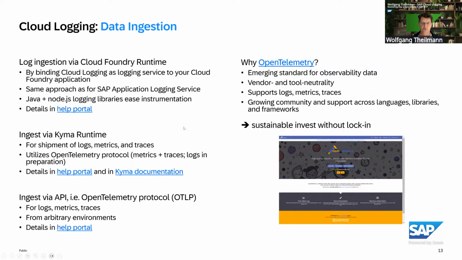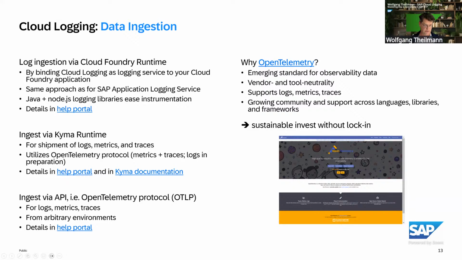Data ingestion: now how to get data into cloud logging concretely. The first, we continue to support the traditional log ingestion via the Cloud Foundry runtime. So you simply bind cloud logging as a logging service to your application, and then logs get immediately streamed to application logging. It's the same approach that you might know from the application logging service. We have on top some support libraries that simplify the instrumentation for you for Java and Node.js, and all the details are well described in our help portal.